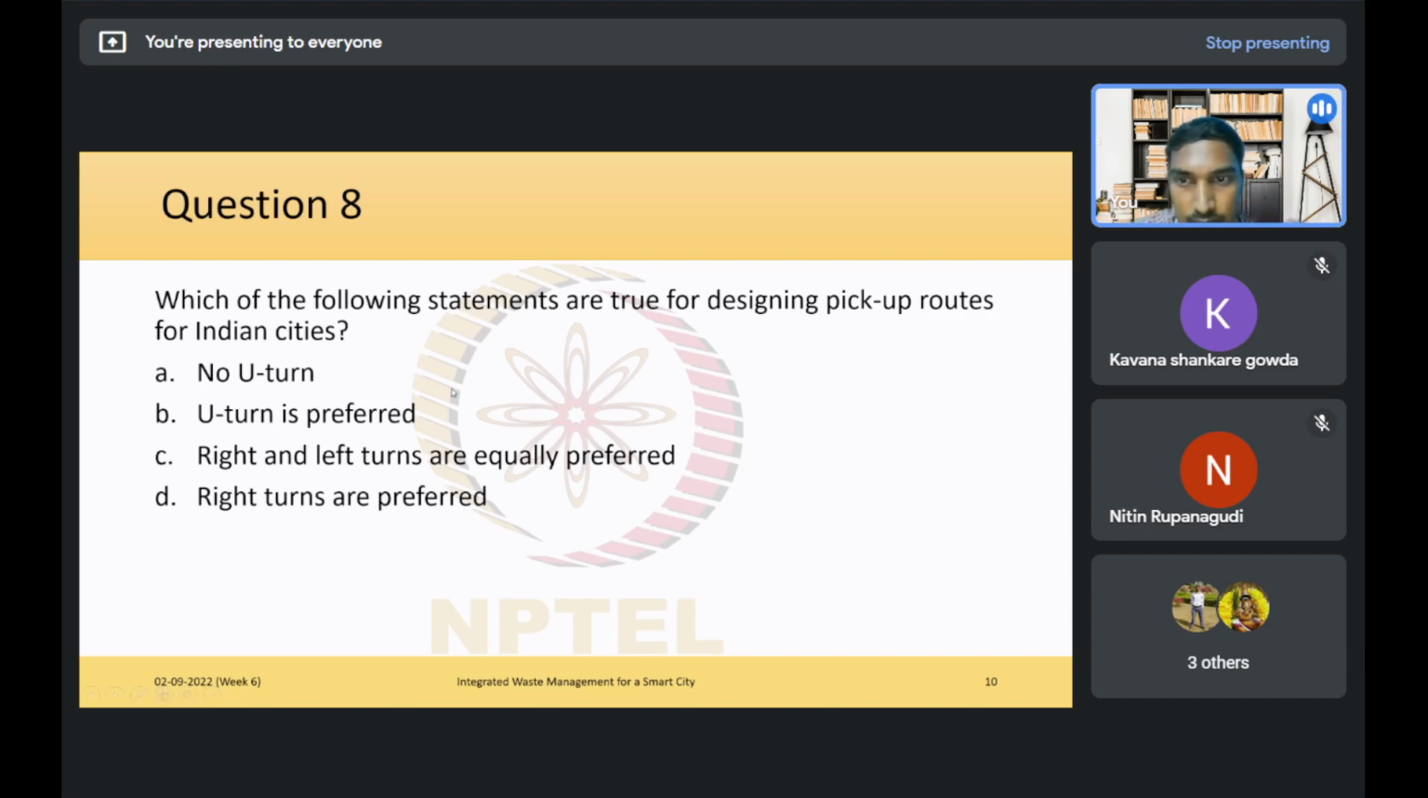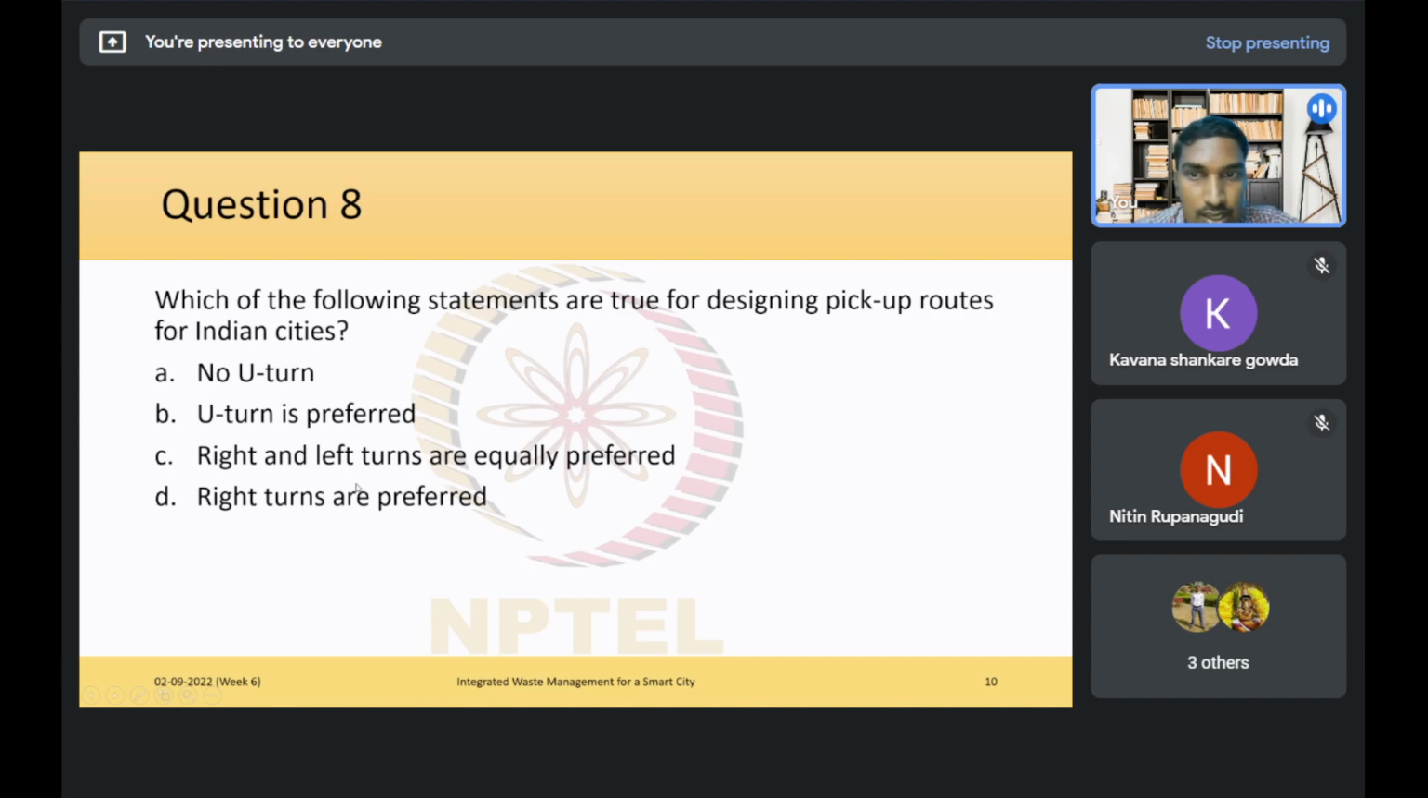First, A and B are about U-turns, whereas C and D are about turns, right? With respect to U-turns, we do not prefer U-turns when doing the collection, because U-turns will be more time consuming. Our streets are generally narrow, the local streets are generally narrow. So making U-turns, the maneuver is also difficult, and even if you have wider streets, a U-turn will still take a lot of time to perform. Considerable time will be lost when we are doing U-turns. Therefore, we do not prefer U-turns.